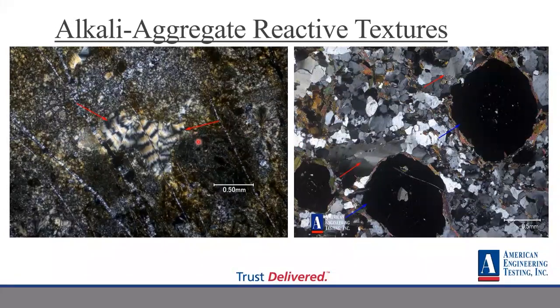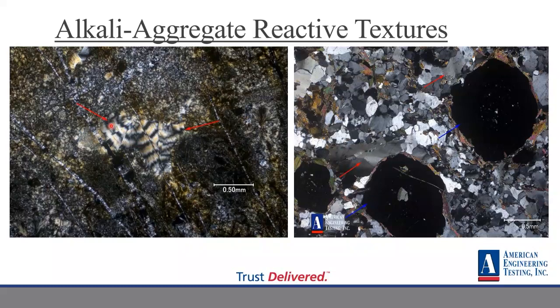All right, now we have alkali-aggregate reactive textures. So there are two types of alkali-aggregate reactivity or reactive textures. There's alkali-silica reactivity, ASR. There's also alkali-carbonate reactivity, ACR. These images, I'll talk about ASR.